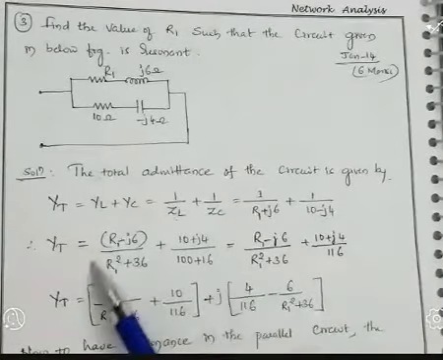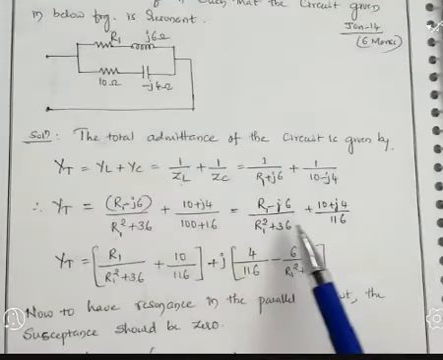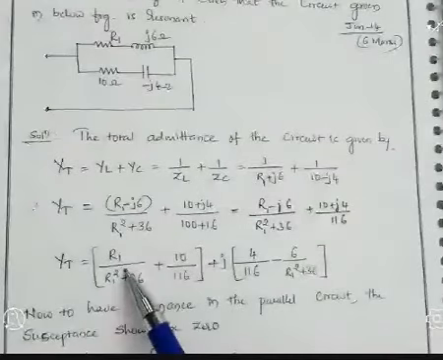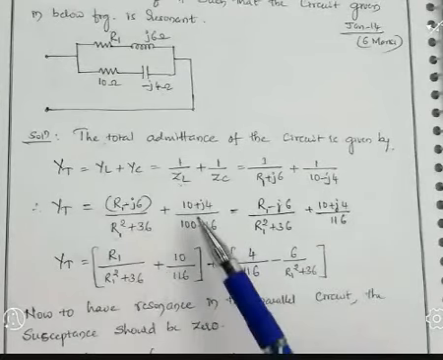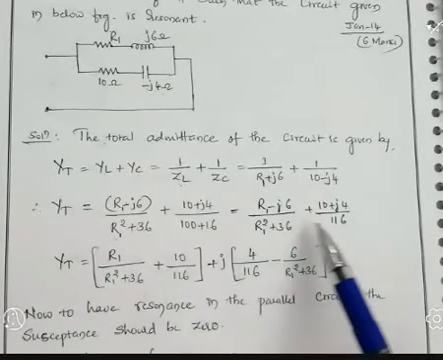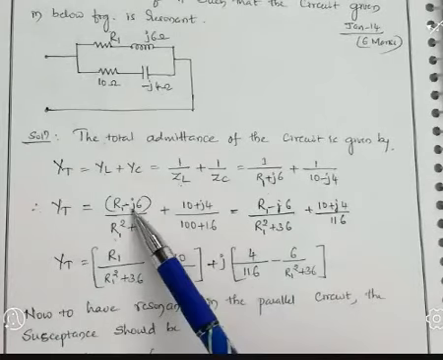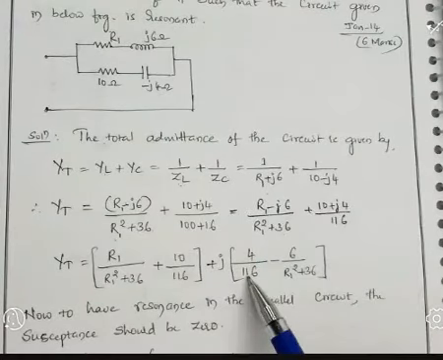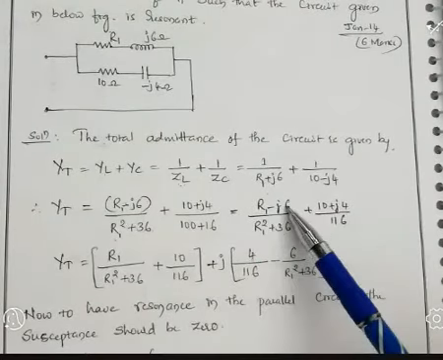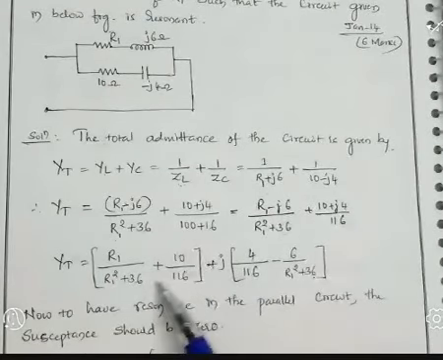So separate the real part and imaginary part from this equation. Then we get R1 divided by R1 square plus 36, plus 10 by 100 plus 16, that is 116, plus j term. Here I have taken the plus j term common, then it becomes 4 divided by 116 minus 6 divided by R1 square plus 36. So here I separated the real part and the imaginary part.